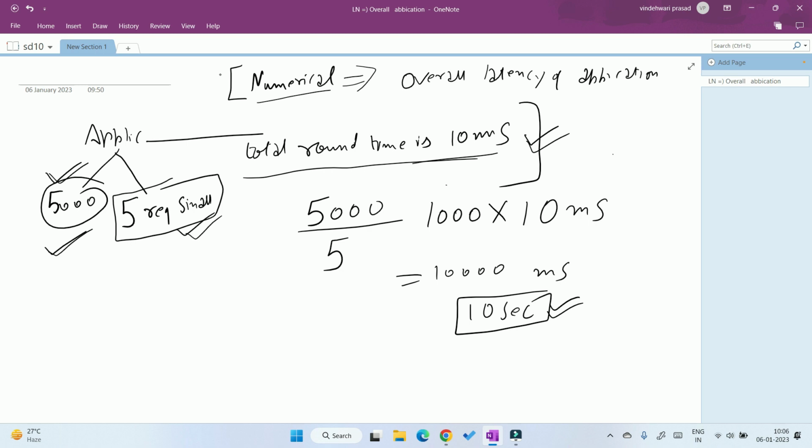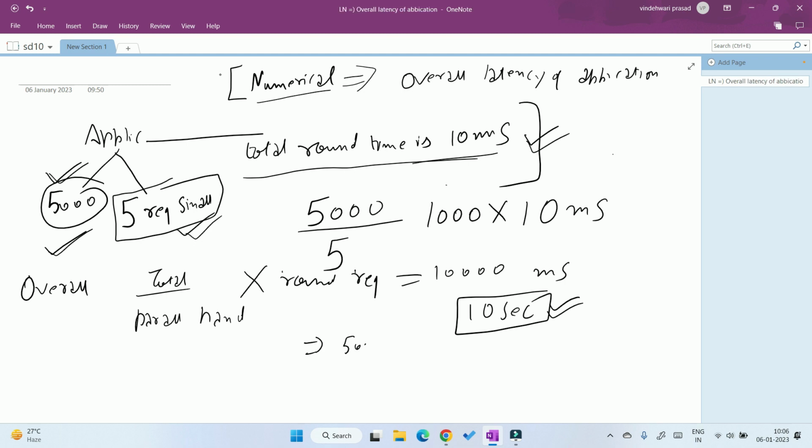So how do we calculate this? Answer: overall latency is equal to total requests divided by the parallel handled requests, or simultaneously how many requests the application handles, multiplied by the round trip time of each request. So 5,000 divided by 5, into 10, is equal to 10,000 milliseconds, which is equal to 10 seconds.